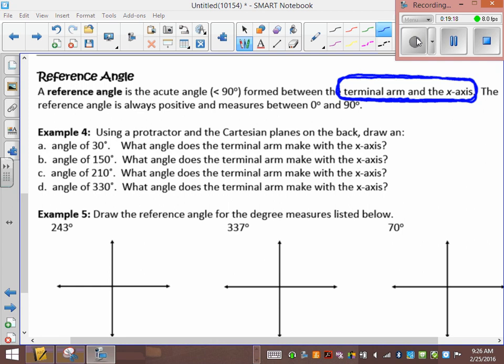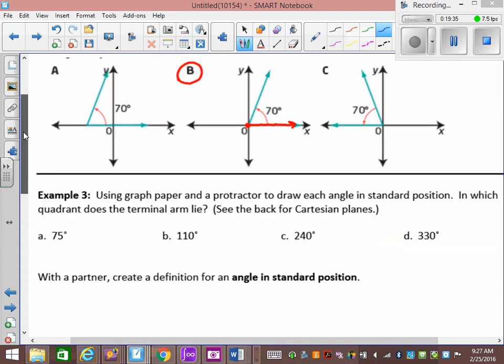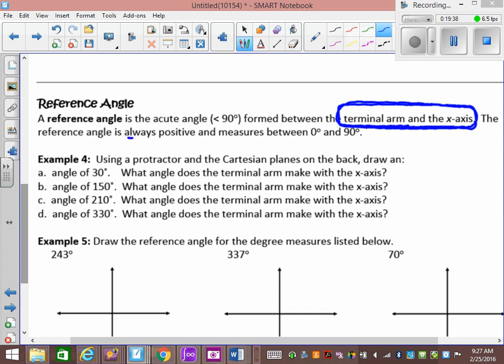The reference angle is always positive and measures between 0 and 90. If you have your protractor in your hand and it's making you sidetracked, put the protractor down. Don't touch the protractor. Release the protractor, okay? Keeping in mind, it's always positive and it always measures between 0 and 90. If you tell me the reference angle is 110, I'm going to be like, no, people, it's between 0 and 90.